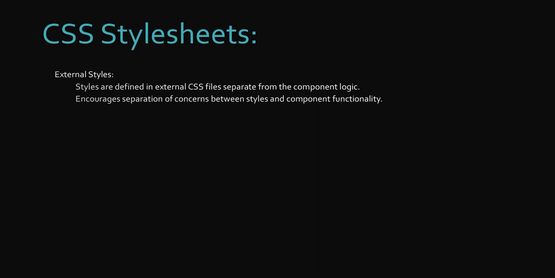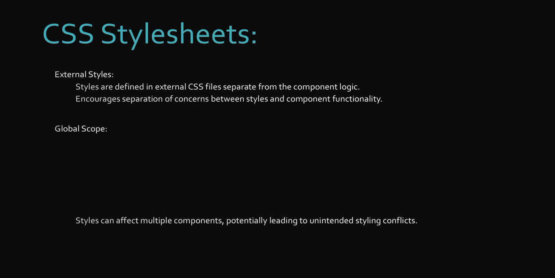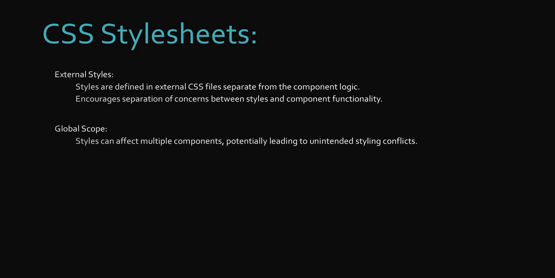The advantage is it encourages the separation of concerns. Meaning if you want to have the styles, better do it with the style sheets, and if you want to have any component interaction logic, you do it in the functional component JS file. So all the CSS styles are scoped globally and can affect multiple components. When you define these styles at the global level, as they are referred to globally, they can affect all other components.